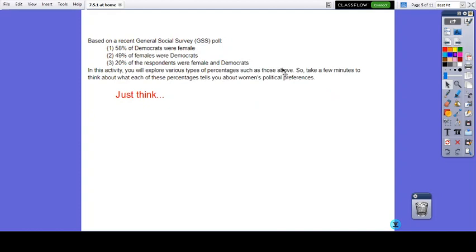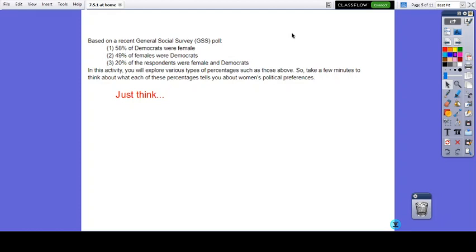Okay, so what you see at the top of your page, based on a recent GSS poll, 58% of Democrats were female, 49% of females were Democrat, and 20% of the respondents were female and Democrat. Okay, now, a lot of people would think that's all saying the exact same thing. It is not. In this activity, you're going to explore various types of percentages such as those above, so we need to take a few minutes to think about what each of these percentages tell you.